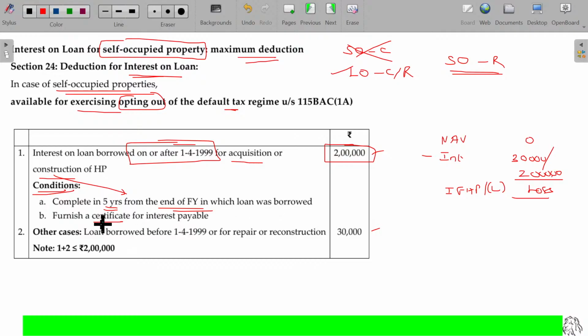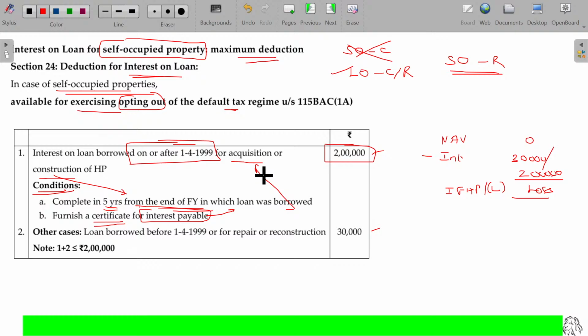And you have to get a certificate for the interest paid. That interest is for a loan borrowed for acquisition purpose. Suppose you borrow the loan by taking a jewel loan and personal loan, and using it you construct the house property. Can you claim the deductions? No, you are not eligible, because the loan is not linked to the house property. You need to borrow the loan only for housing purpose. If you are borrowing for that, then you can claim. Otherwise, you cannot claim.